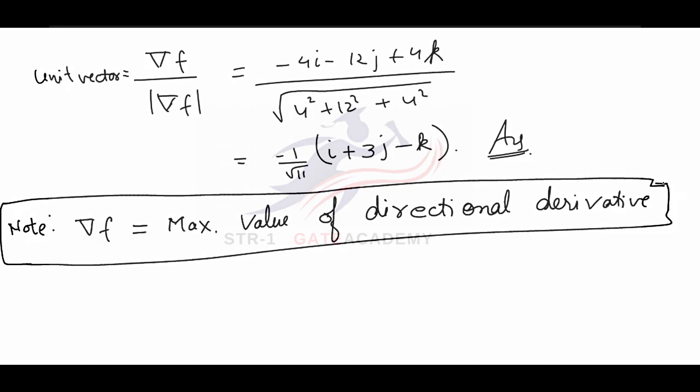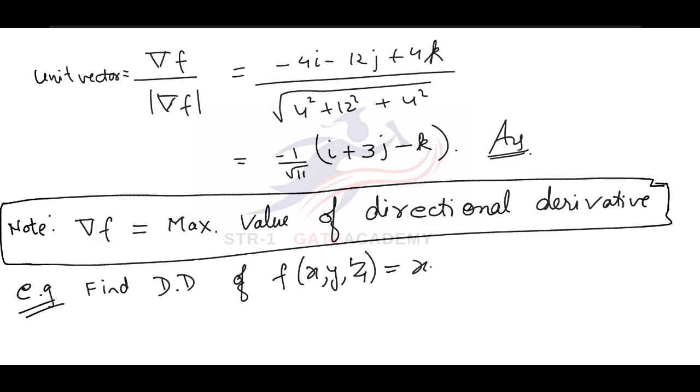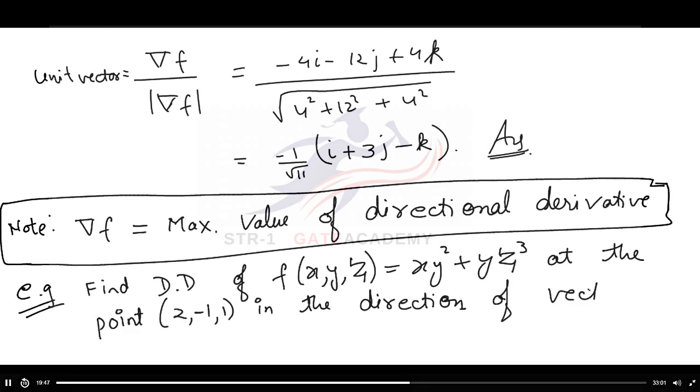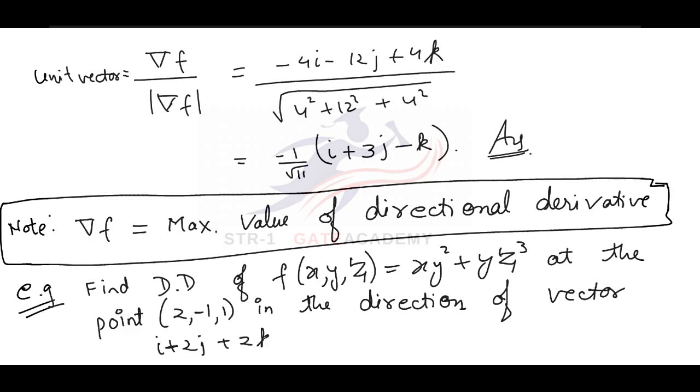Let us solve one more question. Find the directional derivative of f(x, y, z) = xy square plus yz cube at the point (2, -1, 1) in the direction of the vector i + 2j + 2k.